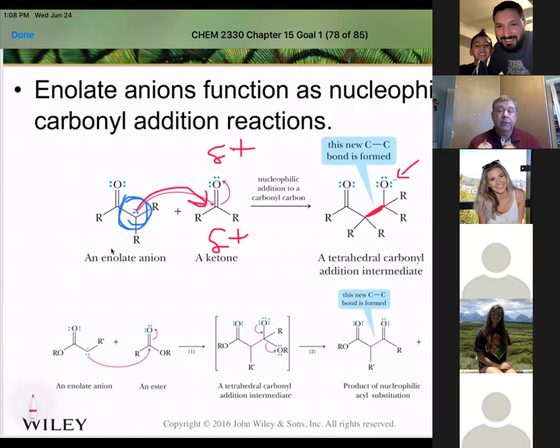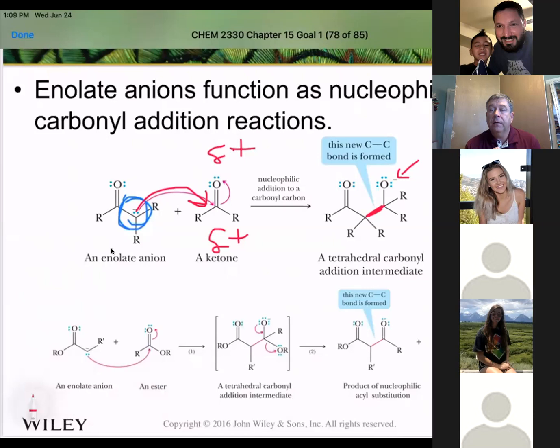Now that charged species, because we formed a carbon-carbon bond, is pretty stable. It's gonna wait around until it gets protonated, okay? So that's the first way that enolates act as nucleophiles on carbonyl compounds.